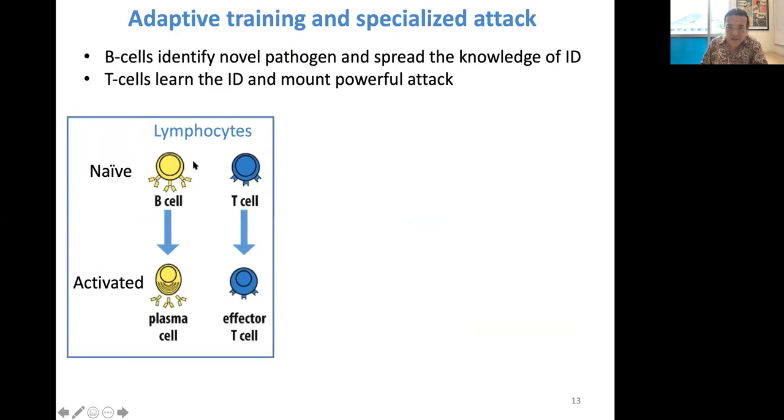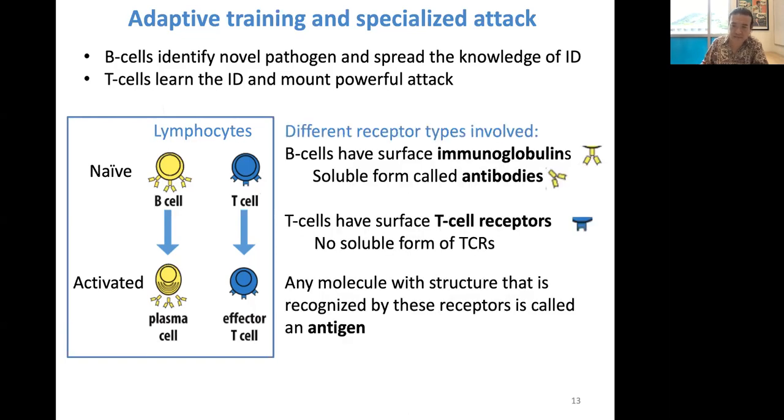So lymphocytes like B cells and T cells, the B cells, their job is to identify novel pathogens and spread the knowledge that something new has come along here, bad clown, exotic clown, and it wants to go ahead and train the rest of the immune system to be on alert. T cells, on the other hand, will learn the identification from cells like B cells, and they are the SWAT team that's going to mount the powerful attack. So there are different types of receptors involved here.